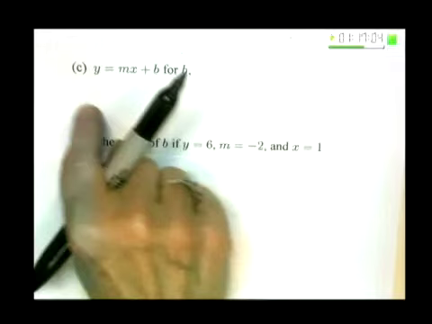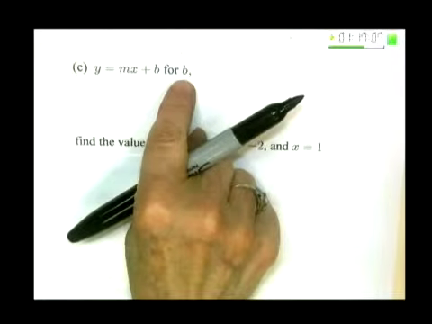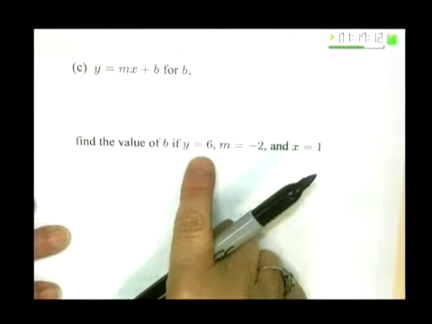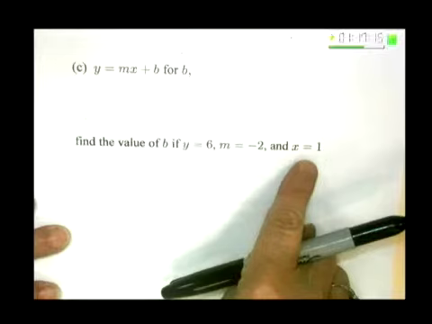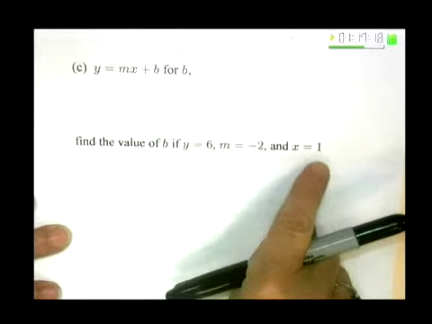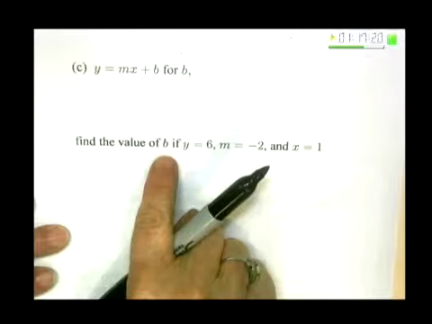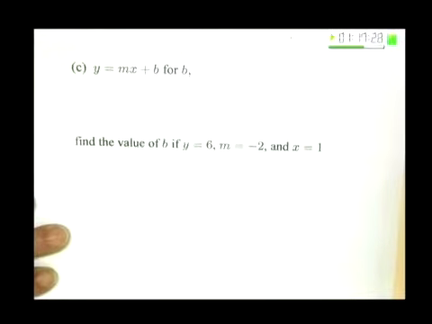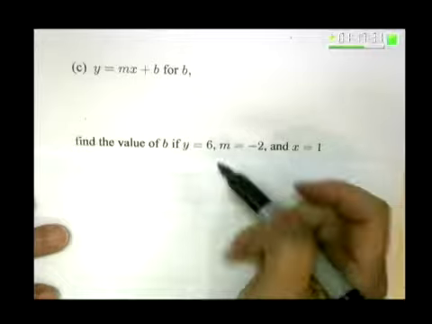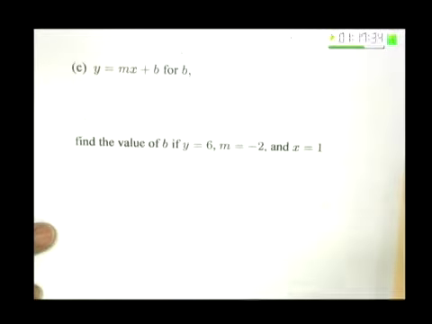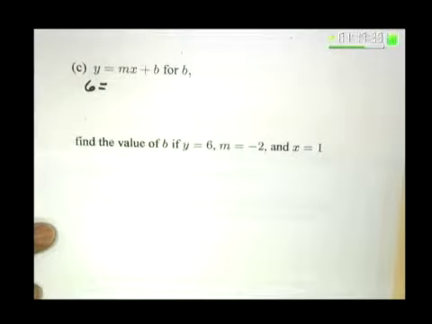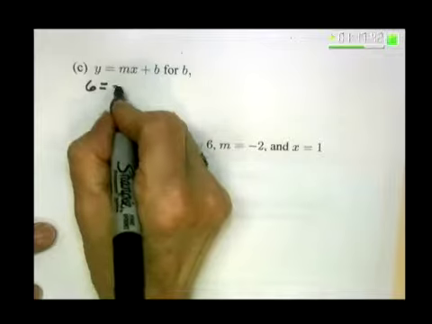Okay? Now, in this particular problem, what we're doing is not solving for the letter b, but finding the value of the letter b if we know the value of y, m, and x. So what we're going to do is just substitute these three numbers for our variables and solve for the missing one. So there are 4 variables. If I know any of the 3, I can find the 4th. So instead of the y, I'm going to write the value of y, which is 6. The value of my slope, which is m, is a negative 2.